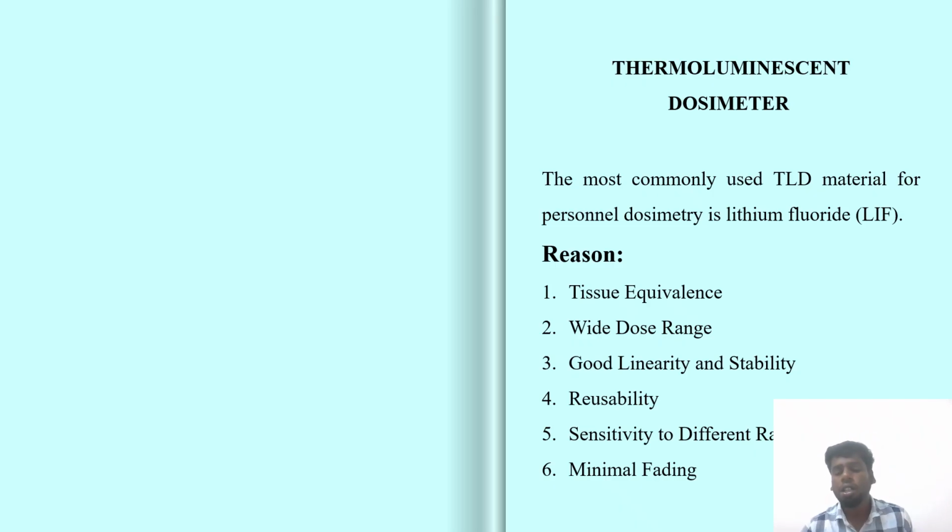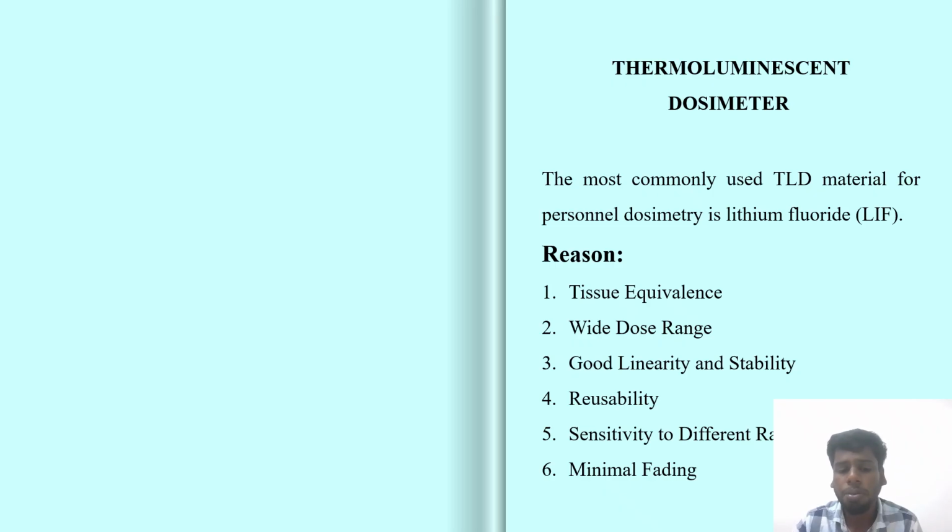The advantages of TLD are accuracy and sensitivity. It gives an accurate value and is sensitive to different radiations. It has a wide dose measurement range and can be reused, which I have already said. The disadvantage is no instant reading. We cannot read the values instantly because we have to do procedures like heating; only after heating do we get the radiation dose values.